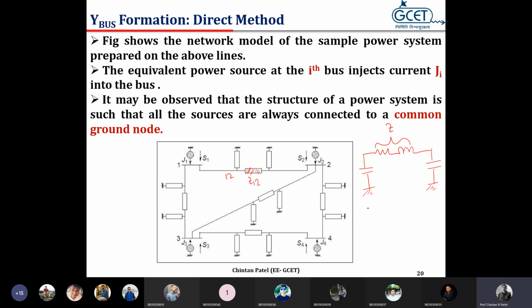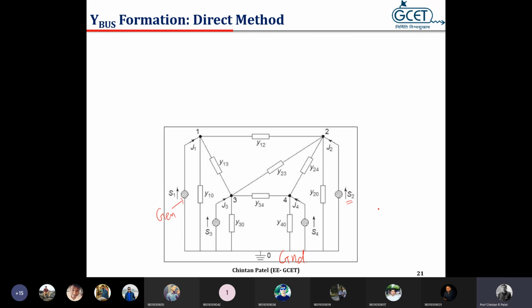So when we take the reciprocal of Z, 1 upon Z, we will get Y. And as this Y is connected between, here there is bus number 1 and here there is bus number 2, it is labeled as Y12. This impedance is Z12. Okay. So the same thing is shown here, that between bus number 1 and 2, impedance is converted into admittance. Similarly, between 1 and 3, this impedance is converted into admittance. And in all transmission lines between the buses, impedances are converted into admittances.